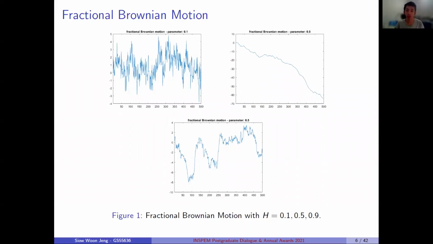But on the top left, we can see that it has a very strong anti-persistency effect. And on the top right, we can see that there are positively correlated increments of the fractional Brownian motion, and on the bottom, this is the classical Brownian motion.